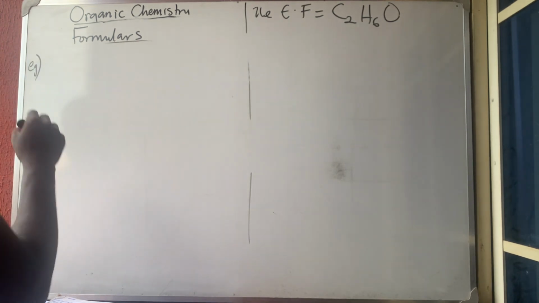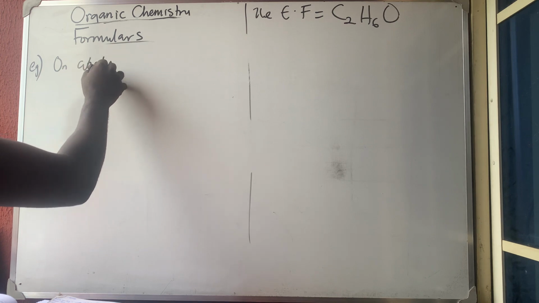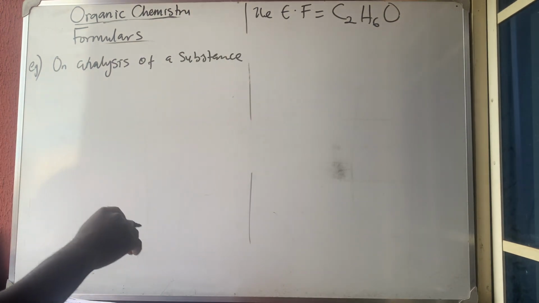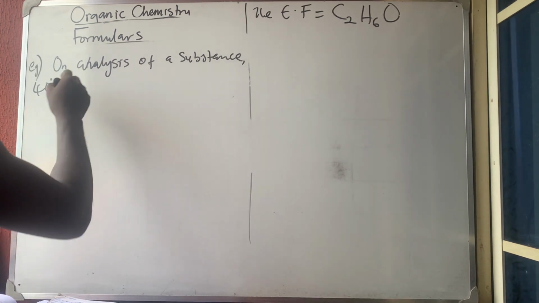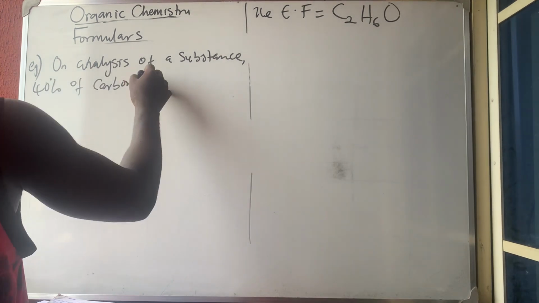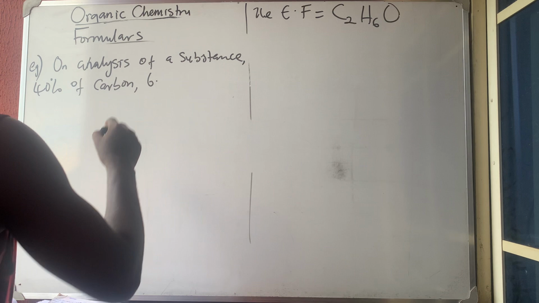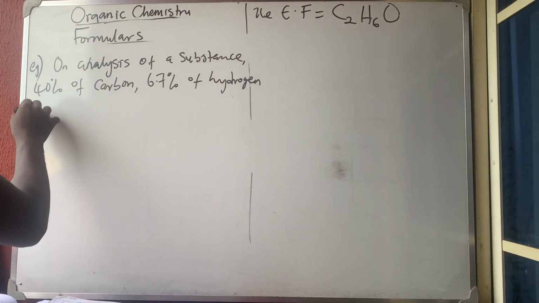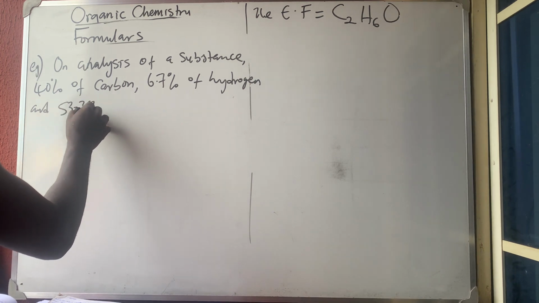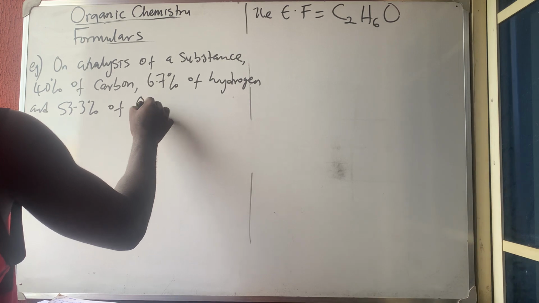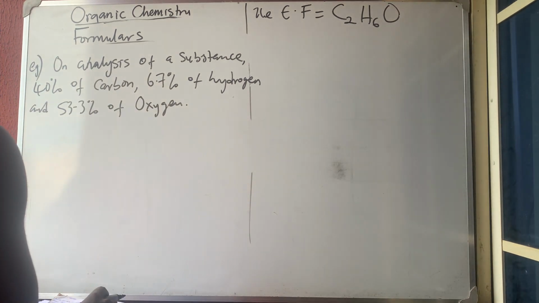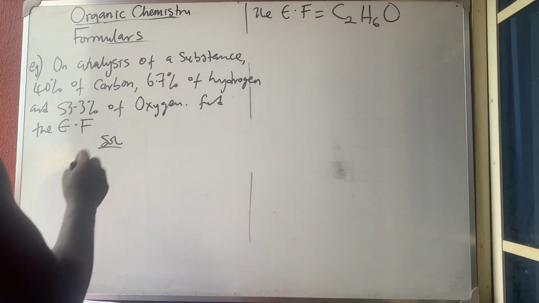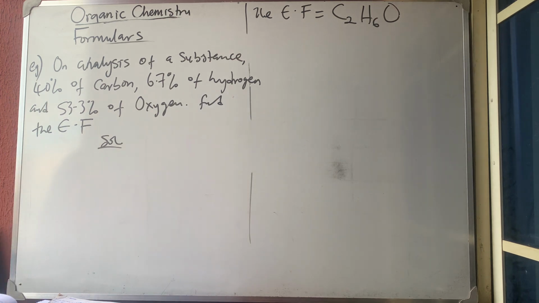The first example said, on analysis of a substance, 40% of carbon, 6.7% of hydrogen, and 53.3% of oxygen, find the empirical formula. Solution. Now the first thing we need to get is the number of mole.